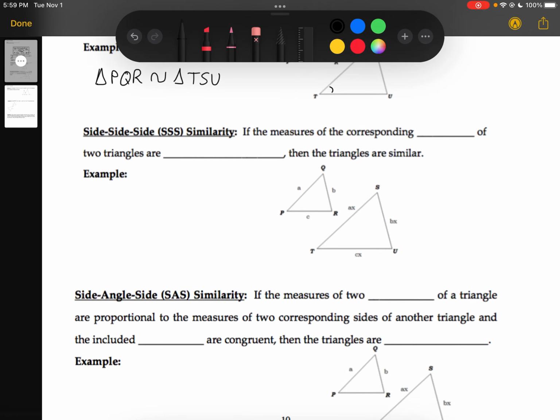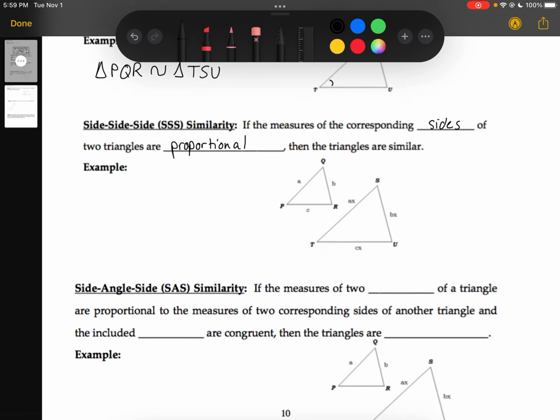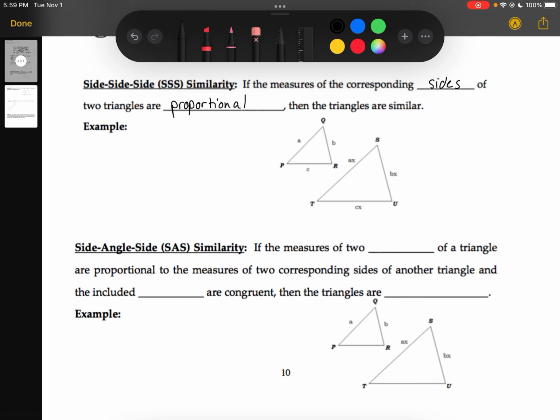The second theorem that we can use here is our side-side-side similarity. This one checks whether the measures of corresponding sides of two triangles are not the same this time, but just proportional. If they are in proportion, then the triangles are similar. In this case, we have to ensure that all three sides are proportional. So 2 is not good enough. All three of them have to be proportional.